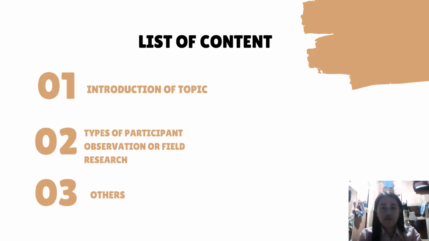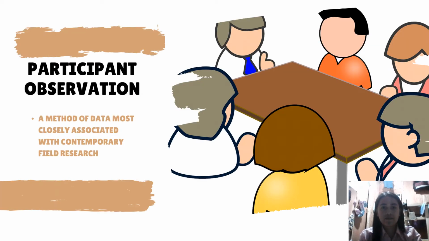So this is the outline of my report. First is the introduction of the topic, followed by the types of participant observation or field research, and lastly, others.